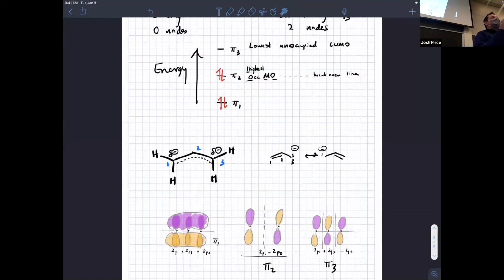Okay. Next time I'm gonna need to push back the due date on this MO study guide. Next time we're gonna learn to identify HOMO and LUMO in any kind of organic molecule.